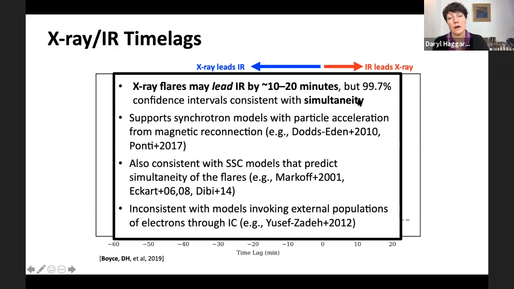But within our 99.7% confidence intervals, if you want pretty high sigma, they're still consistent with simultaneity. So these may be consistent with synchrotron models, which are some of the most popular models for thinking about what might be happening in the galactic center, though they don't rule out synchrotron self-Compton or some of the other models that people have put out there.